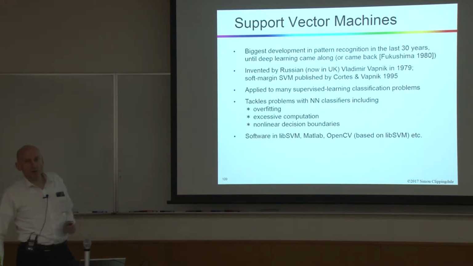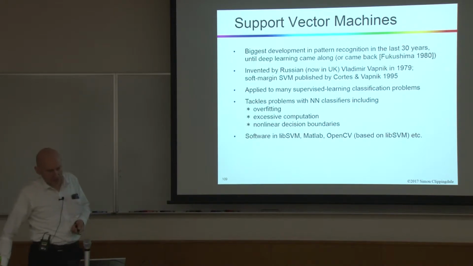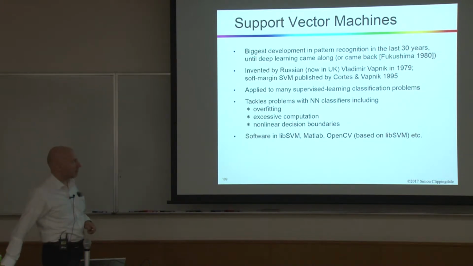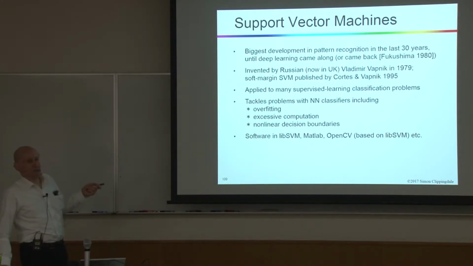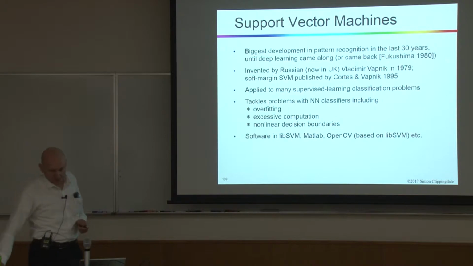Support vector machines are everywhere in pattern recognition. They're applied to many supervised learning problems. And they tackle problems with nearest neighbor classifiers, including overfitting that we talked about last week, excessive amounts of computation, nonlinear decision boundaries. They can do all this stuff. And importantly, for implementation, there's free open source software. libsvm is the most common library for this. MATLAB and OpenCV, the computer vision library, also have this stuff. Most of it's based on libsvm.